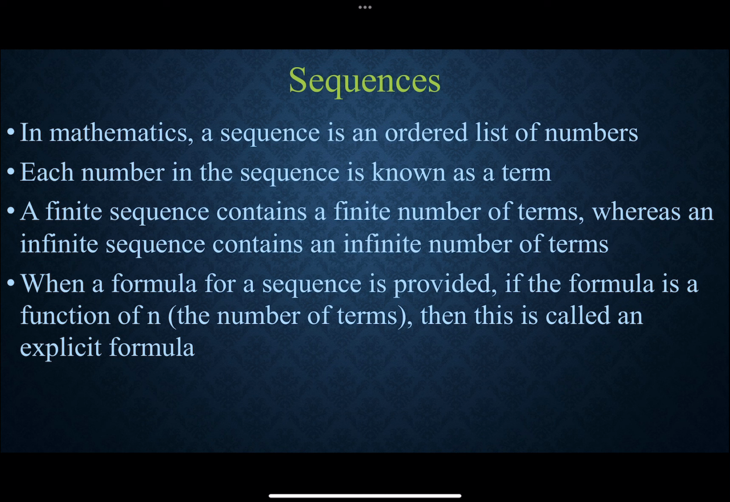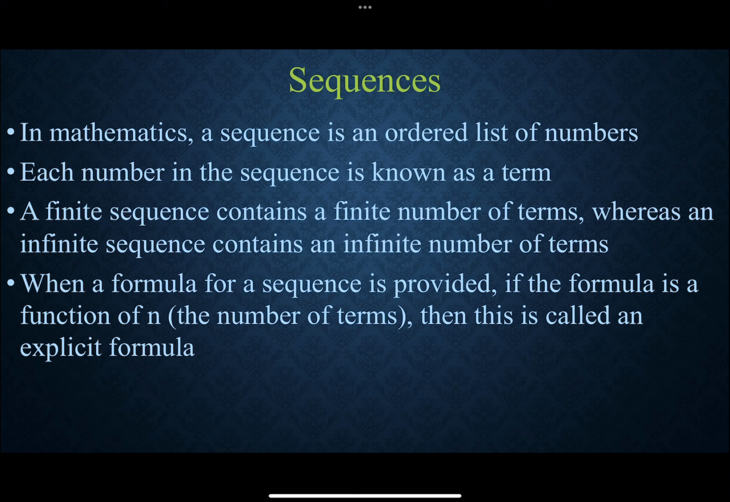Each number in the sequence is a term. And when we talk about finite versus infinite sequences, finite, as the name suggests, has a finite number of terms. There's 7 terms in this, 12 terms, 8 terms, whatever it's supposed to be. Infinite goes on forever, obviously.